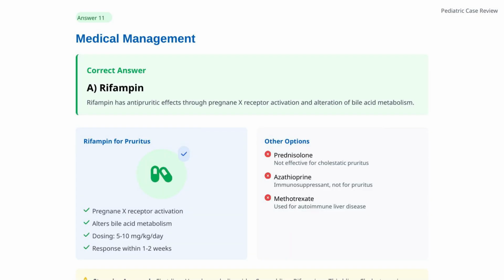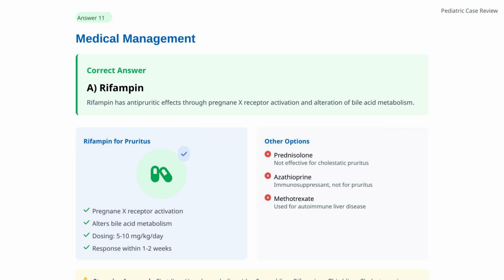Rifampin has antipruritic effects through pregnane X receptor activation and alteration of bile acid metabolism, making it the appropriate second-line therapy for pruritus in Alagille syndrome after ursodeoxycholic acid failure. The typical dosing is 5 to 10 milligrams per kilogram per day, with response usually seen within 1 to 2 weeks. Prednisolone is not effective for cholestatic pruritus. Azathioprine is an immunosuppressant not indicated for pruritus management. Methotrexate is used for autoimmune liver disease, but not for pruritus in Alagille syndrome.